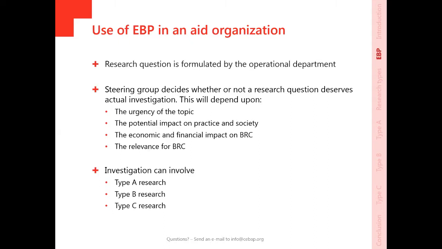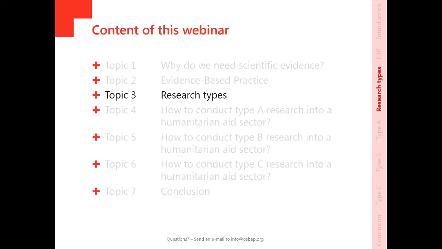In a next step, the research question is presented to the steering group, and they try to get a better picture on the urgency of the topic, the potential impact on practice and society, the economic and financial impact on Belgian Red Cross, and the relevance for Belgian Red Cross. And based on these parameters, it is decided whether or not a research question deserves actual investigation. Such investigation may involve type A, type B, or type C research. And I will explain each of the research types in the upcoming slides.